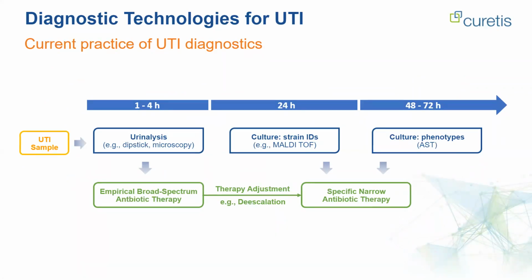The initial screening of UTI by urinalysis takes about 1 to 4 hours. As mentioned earlier, dipstick or microscope could be used as the screening tool. Combined with the clinical symptoms and the finding of blood cells, pathogens in the samples, patients are given empiric treatment with first-line broad-spectrum antibiotics such as penicillin, beta-lactam, cephalosporin, fluoroquinolone, and carbapenem.